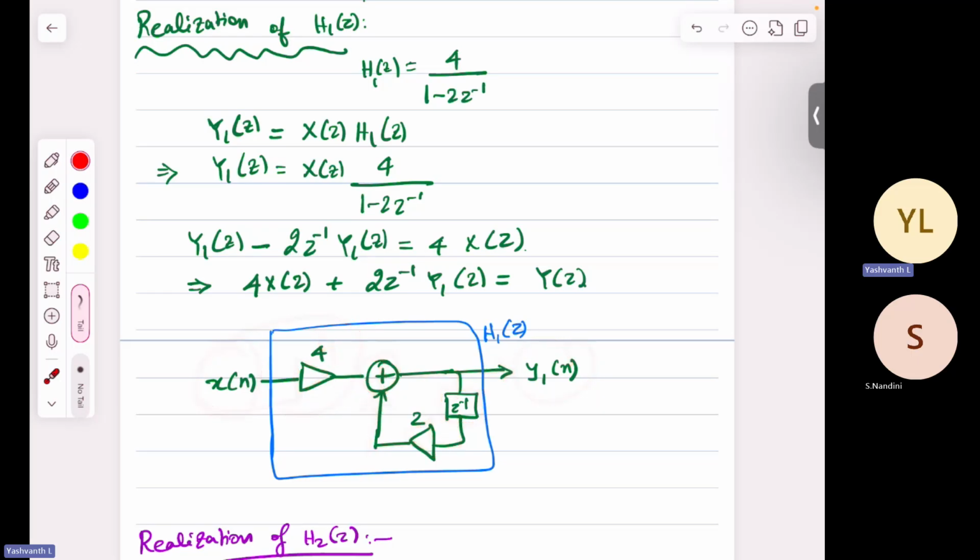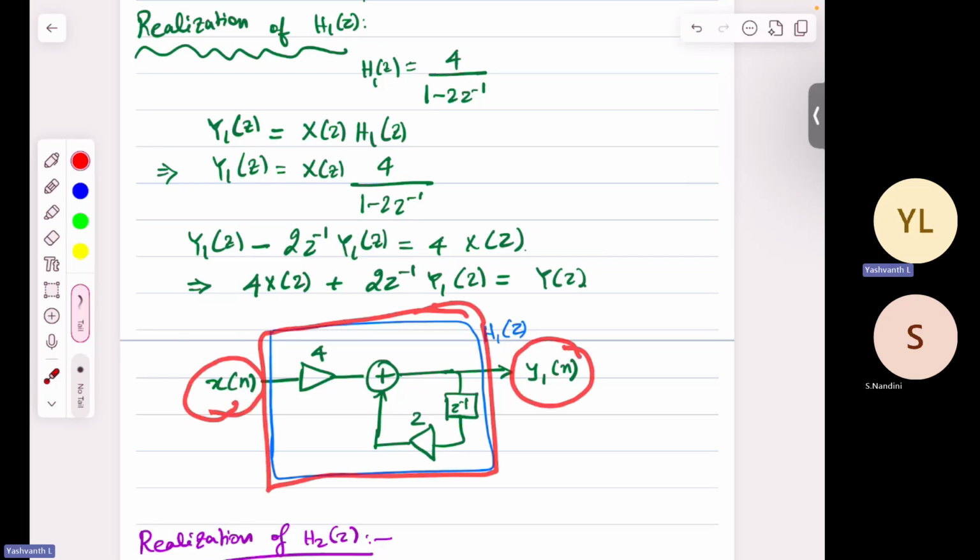Okay, therefore what you get is 4 times x of n plus 2 into y1 of n minus 1 equals y1 of n. That is what this equation is in the time domain. So basically for a given x of n, y1 of n is obtained by this h1 of z. Is this clear?